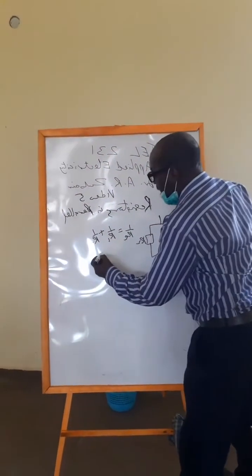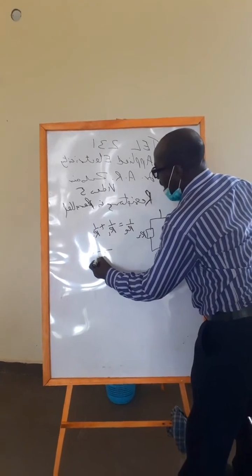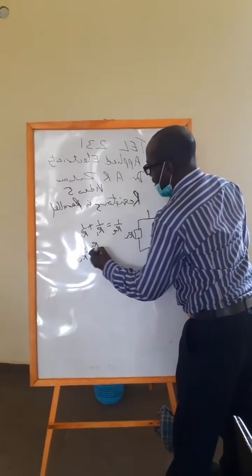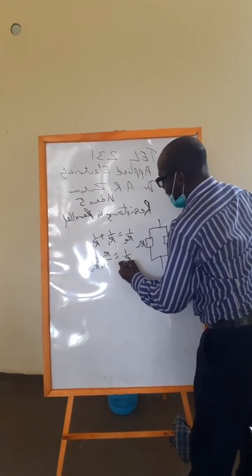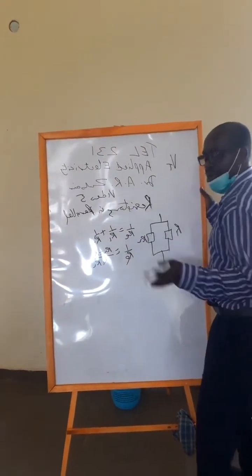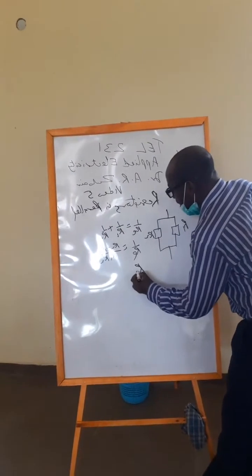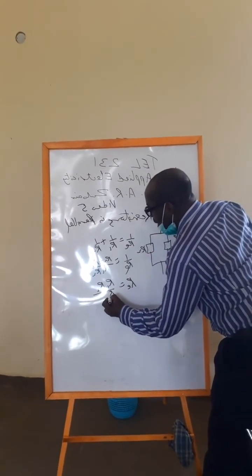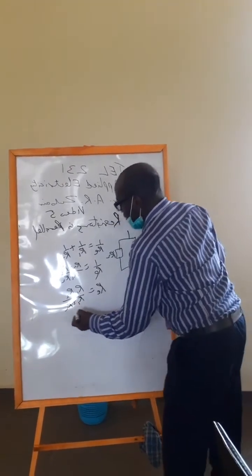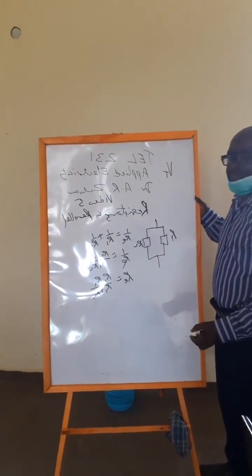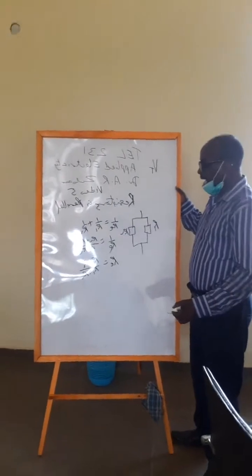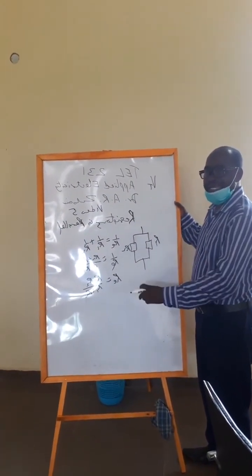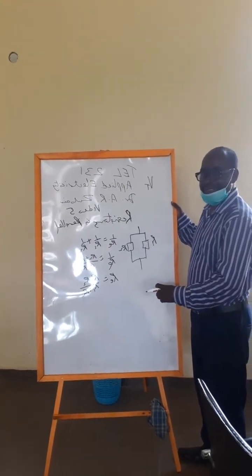Now, take the LCM. This will be R1 R2 in the denominator, and R2 plus R1 on top, equals 1 over RE. Turn both sides upside down. RE is going to be equal to R1 R2 over R1 plus R2. Which means when you have 2 resistors in parallel, to get the equivalent resistance, multiply them on top, add them below. That's the equivalent resistance.